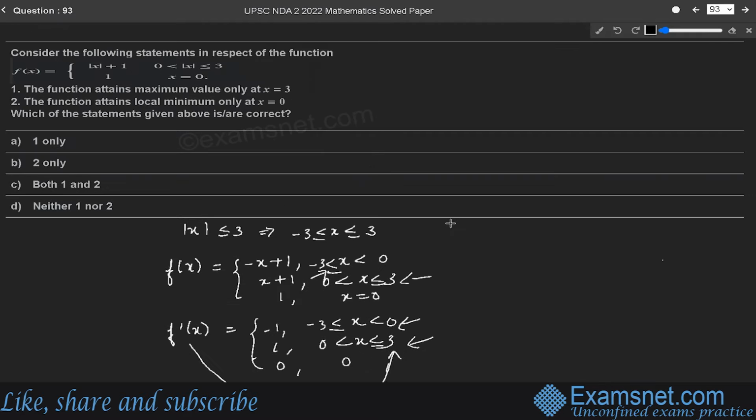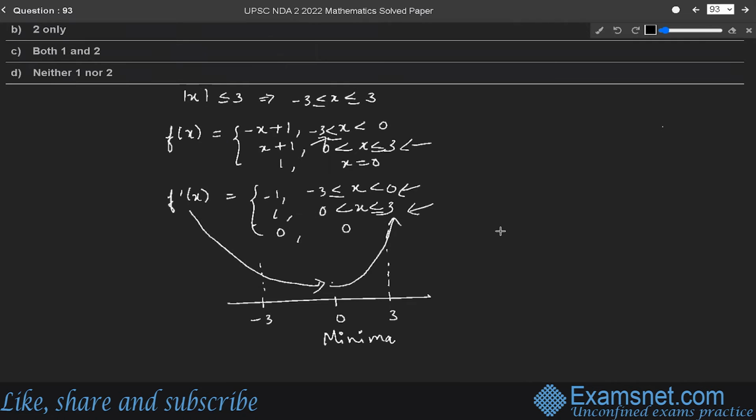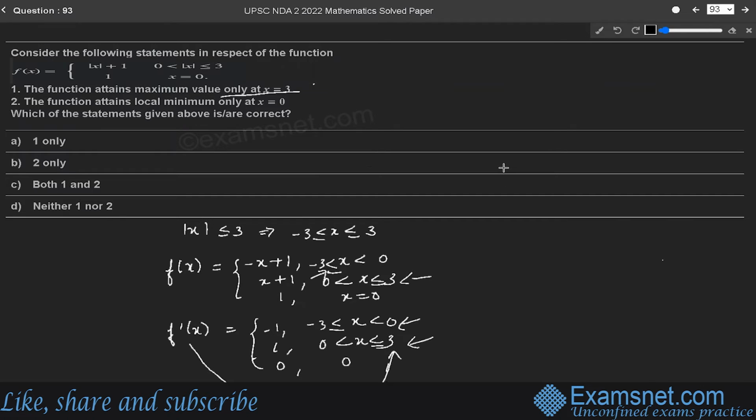So now let us see the statements. Statement one: the function attains maximum value only at x is equal to 3. See, this is the main part here, which is the word only. But we can see in the figure that maximum value is at minus 3 also and at plus 3 also. So first statement is wrong. Many of the students make a mistake here. They think that the maximum value is attained at 3, but the word only is very important. It is not only on 3, it is also on minus 3.